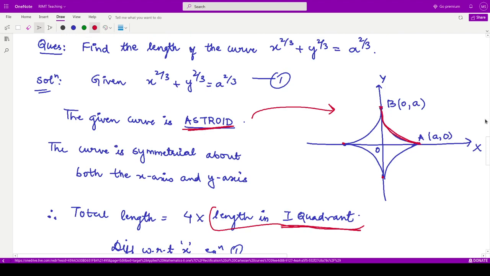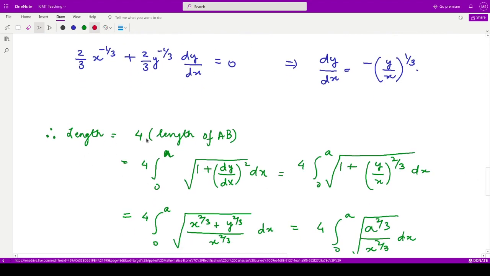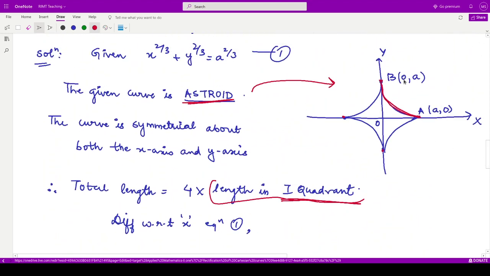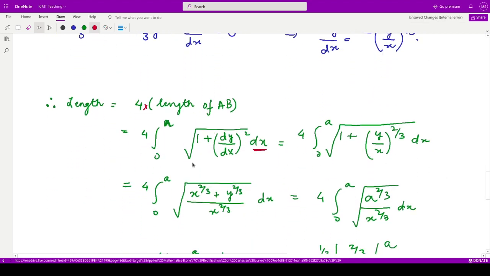So we can apply the formula here. Length would be 4 multiplied by the length of AB. The length of AB is, we'll substitute the limits of x. What are the limits of x? The limits of x are from 0 to a. We are moving from here to here in calculating this length. So it would be integration from 0 to a square root of 1 plus dy by dx whole square.